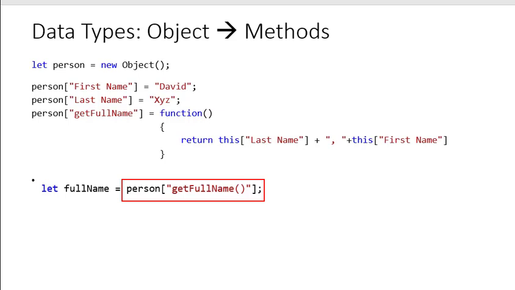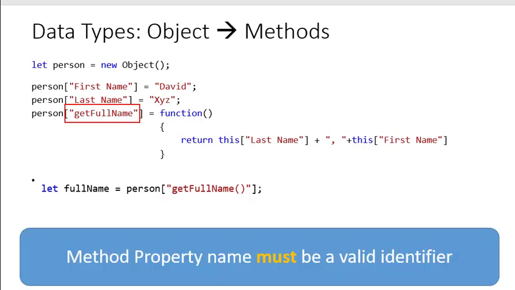Here is another way to execute the method using array syntax. The method name along with the parenthesis is written as string. Please note, method property name must be a valid identifier. It means there must be no spaces or other invalid characters like other properties. We have already covered identifier naming rules.